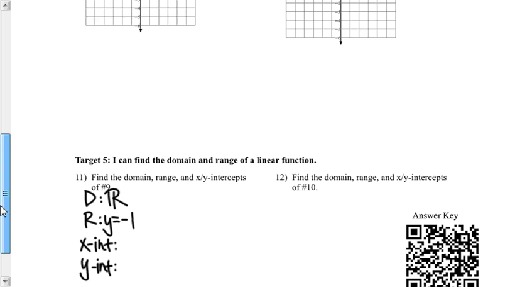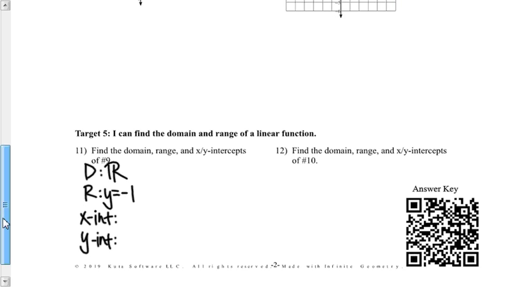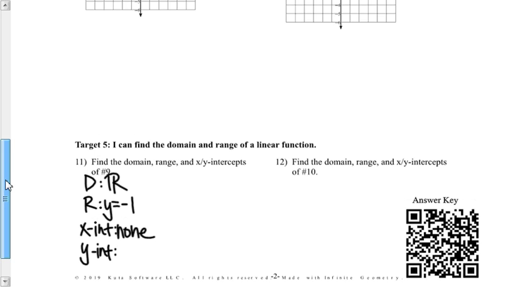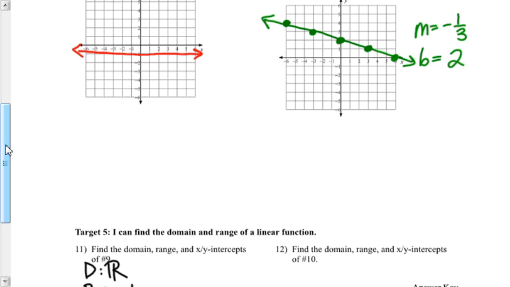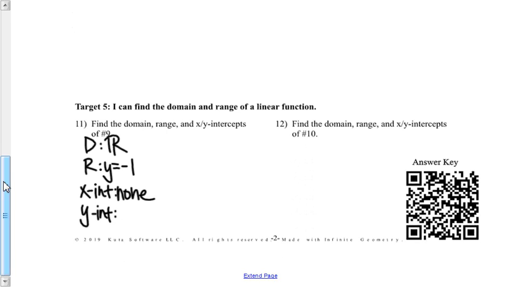And again, just looking at our graph for any x-intercepts, it actually doesn't cross the x-axis at all. So I'm going to write none. And then I'm going to look to where it crosses the y-axis, if at all. And it does cross right there at -1. So I'm going to write 0, -1. All right, so same thing that it's asking us to do over here on the last problem, number 12, but we're just referencing number 10.